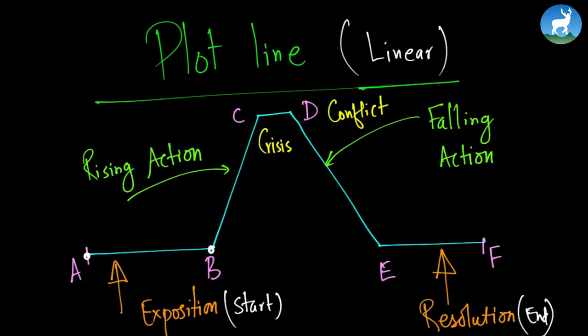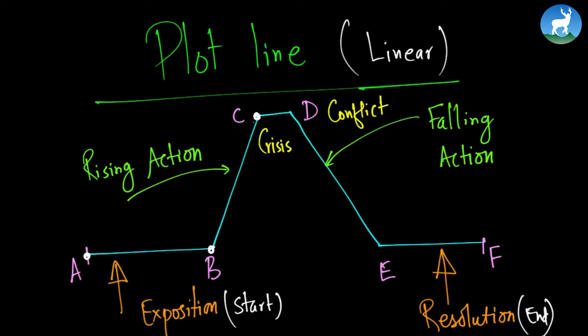This is what we call the exposition, the start, the beginning portion of the short story. Then action starts to build up, and slowly the story takes some height or climbs up from number B. The plot climbs up from number B to number C. This is what we call rising action.